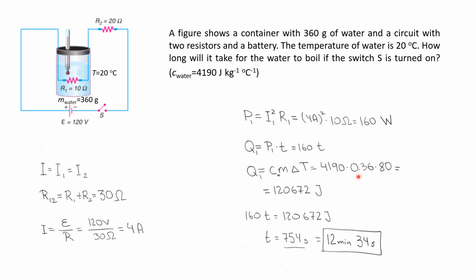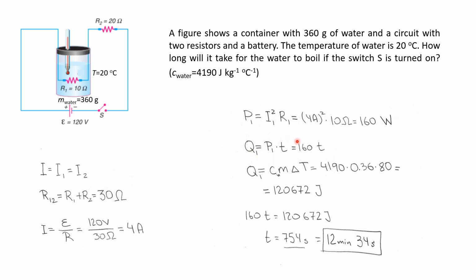The mass of the water is 360 grams or 0.36 kilograms. And the specific heat of water is 4,190 joules per kilogram per centigrade. If we multiply all these numbers together, we get 120,672 joules of energy needed to heat the water from 20 degrees to 100 degrees, or achieve an 80-degree temperature difference. Now, that means the circuit has to generate that amount of heat.